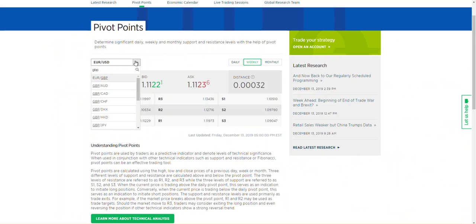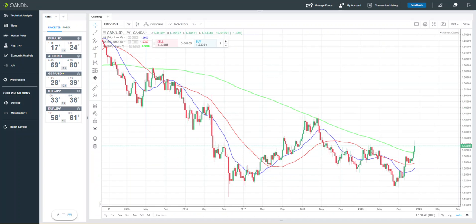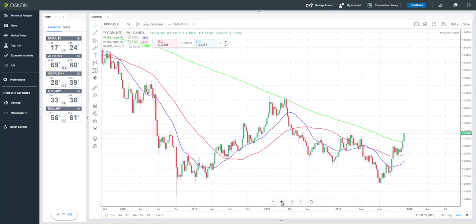I like to use weekly pivot points for determining price action destinations, then use daily candles, trend lines, support and resistance. Also, I've got 3 moving averages, a fast, a medium, and a slow, 20, 50, and 200. So let's go ahead and dive in.